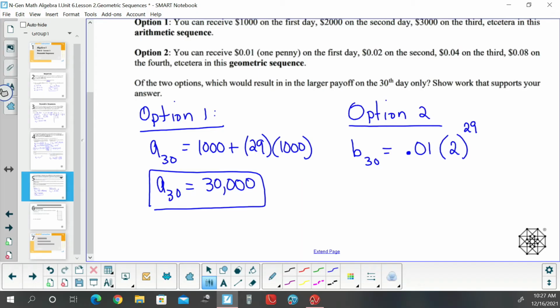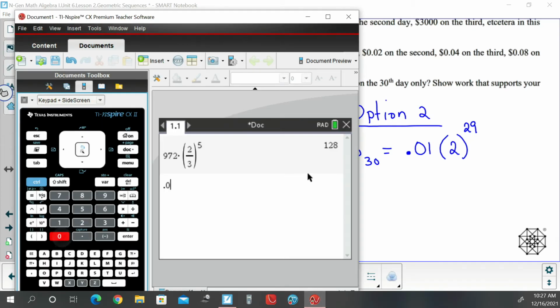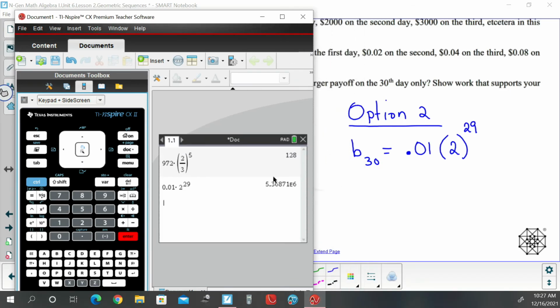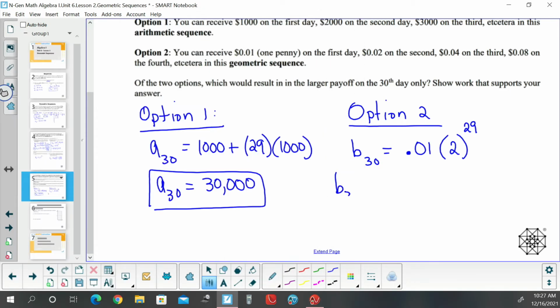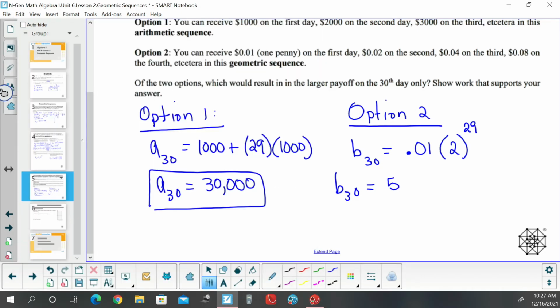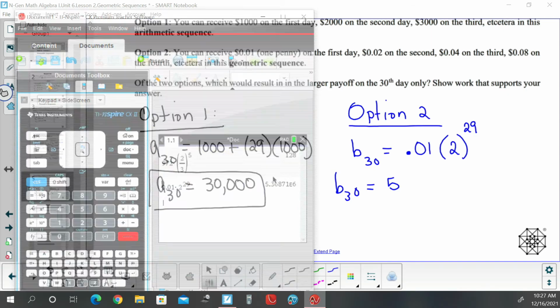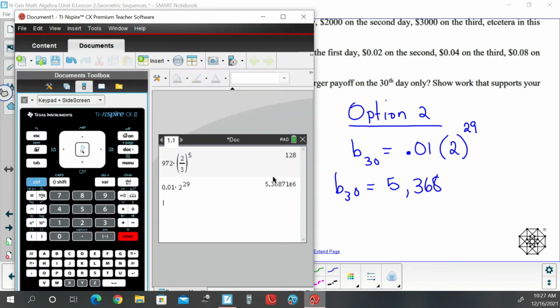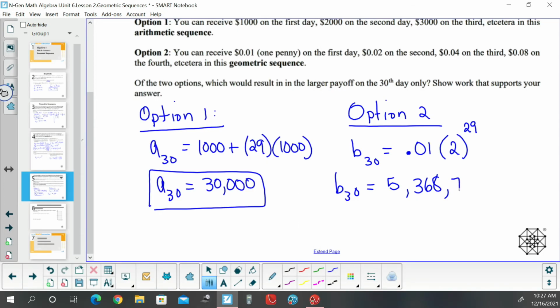All right, let's take a look at this. I mean, surely this will be much smaller than 30,000. 0.01 times 2 raised to the 29th. Oh my goodness. All right, 5.36871 E6. That's scientific notation. E6 means it's times 10 to the 6th. That is a huge number. All right, so B30. Where is it? Come back. And that's actually 5,368,710.